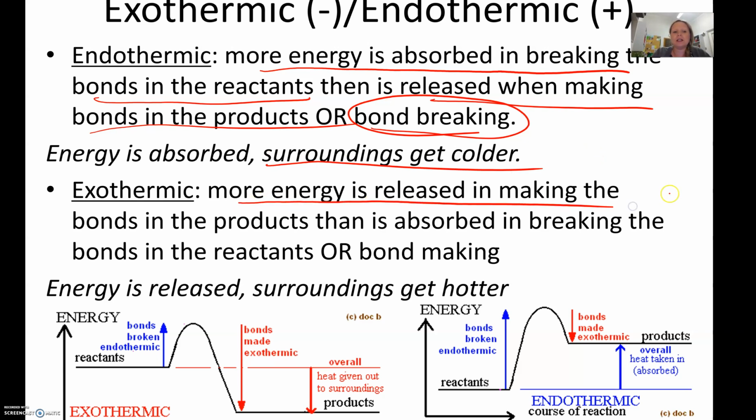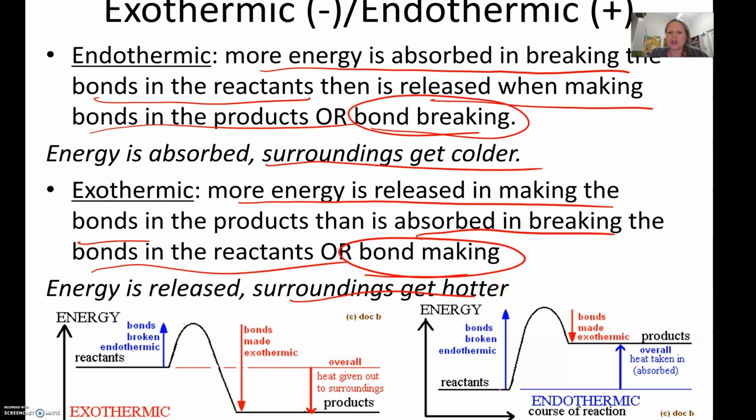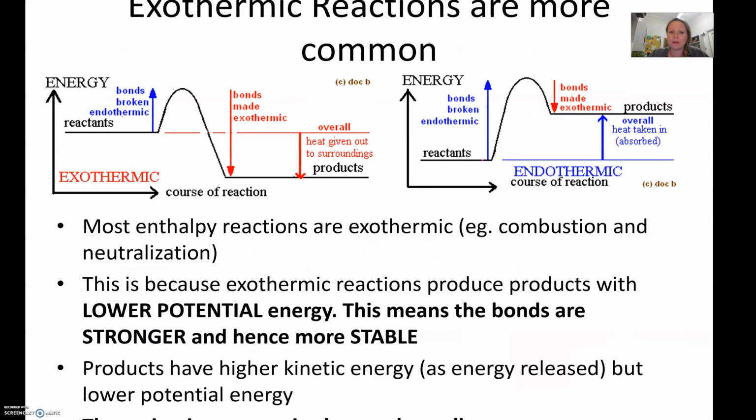Exothermic, more energy is released in making the bonds in the products than is taken in to break the bonds in the reactants, or it can be described as bond making, and surroundings get hotter. I'm not going to harp on too much about this because I think you all know that from level 2. If you are struggling, you could search up on my YouTube channel the level 2 lessons on endothermic, exothermic, and that goes through these in much more detail.